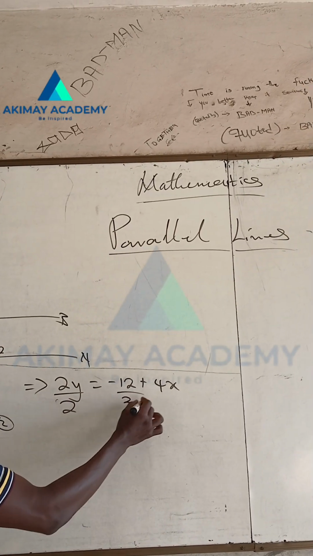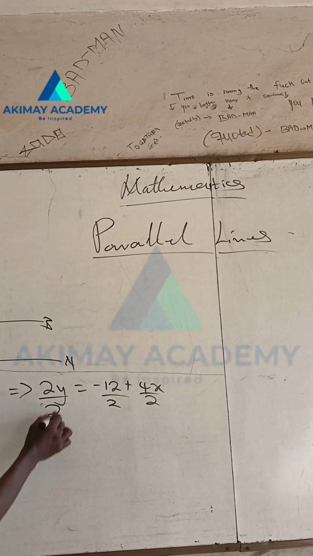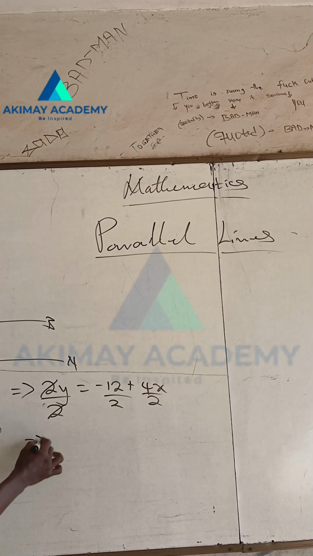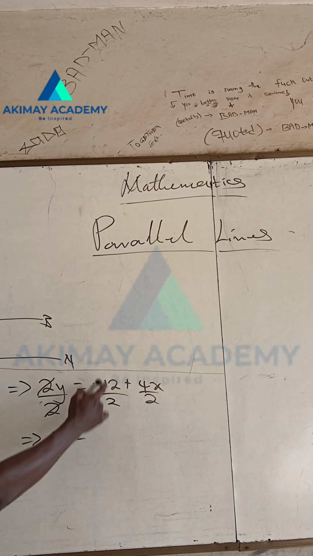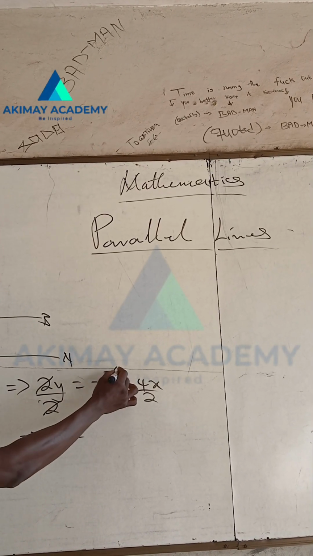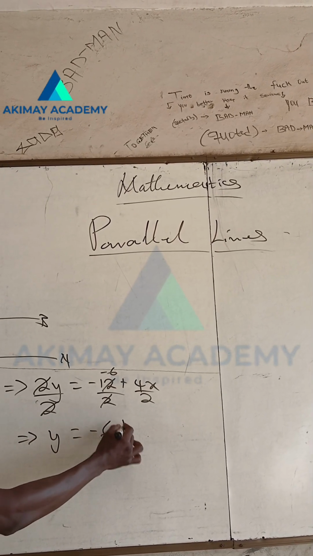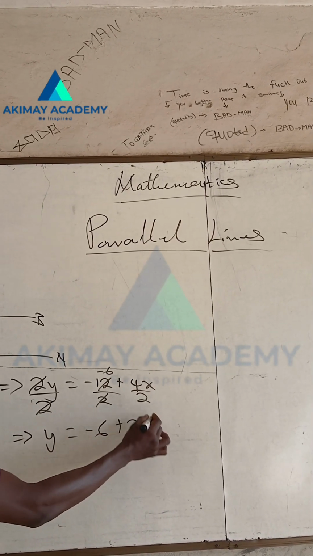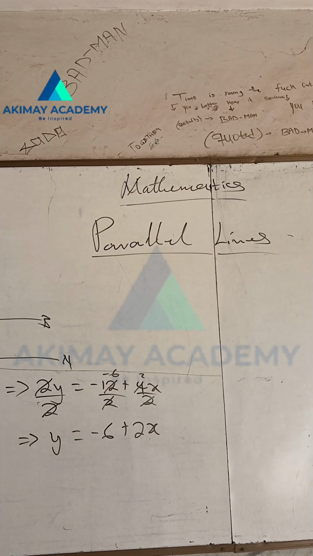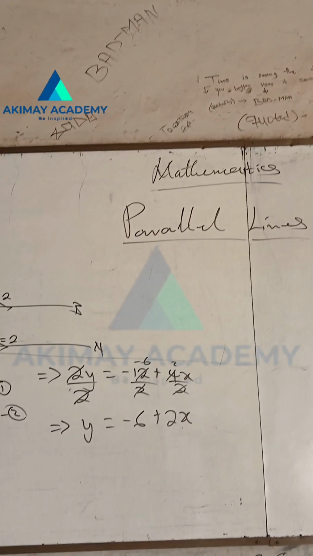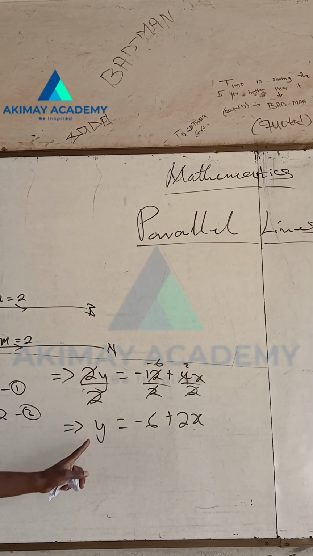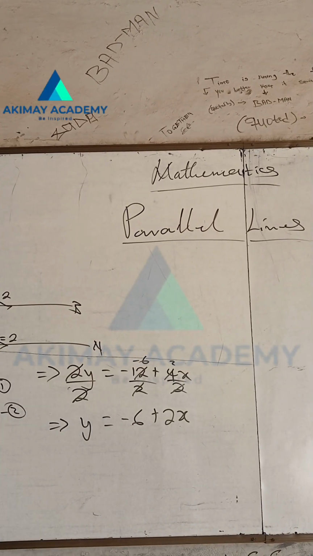Here we divide by 2 and this side divided by 2. So these cancel off, and we have y equals minus 6 plus 2x. You see that after making y the subject over here, the coefficient of x becomes our gradient.